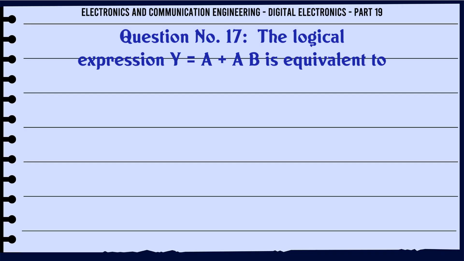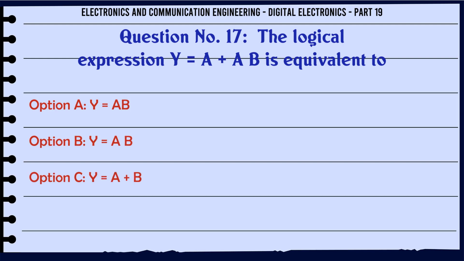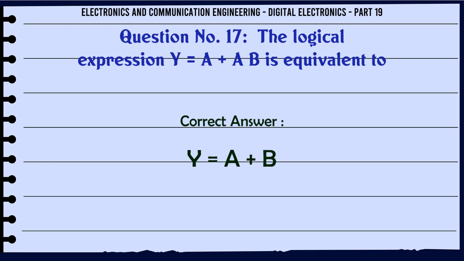The logical expression Y = A + AB is equivalent to: A. Y = A + B, B. Y = AB, C. Y = A, D. Y = B. The correct answer is Y = AB.